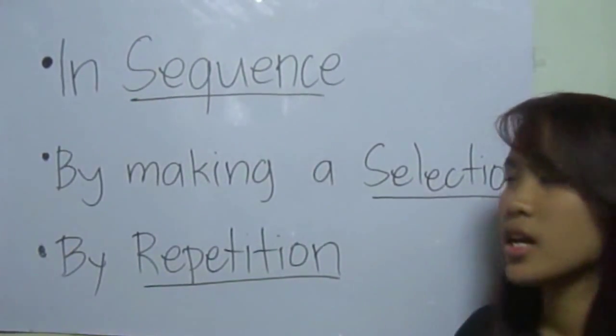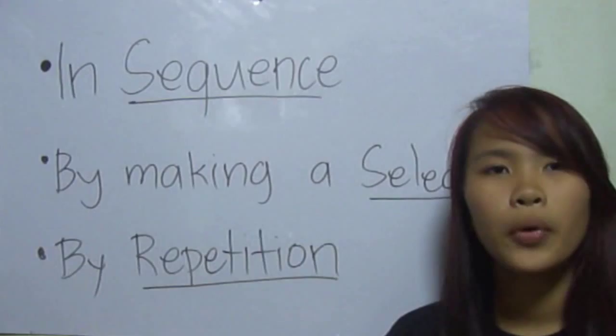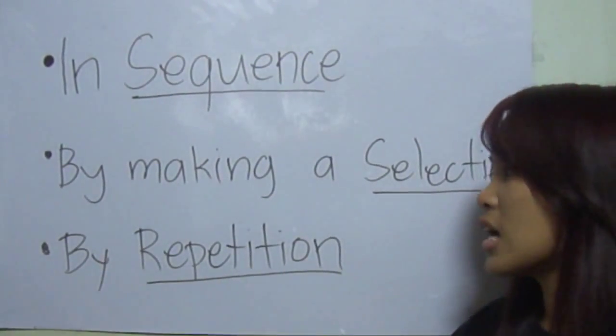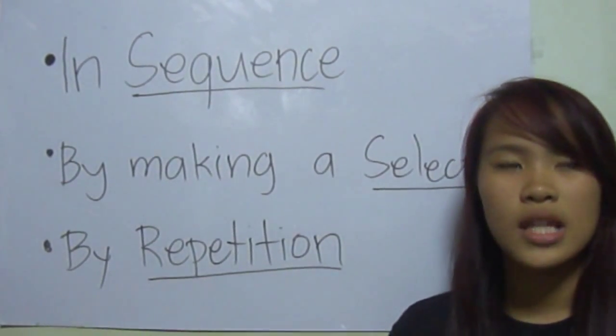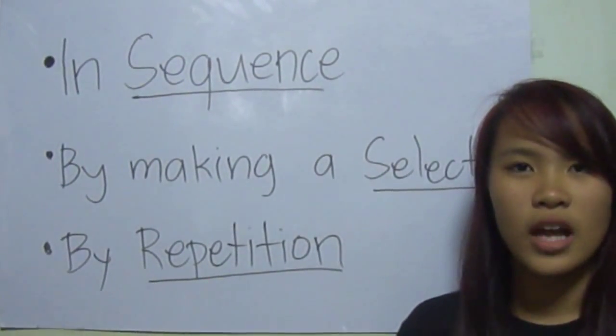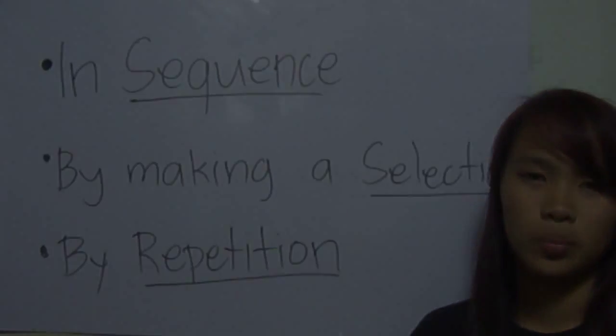The other way is by making a selection, wherein your program makes choices, and it's also called branch. The last one is by repetition, wherein your program executes statements a particular number of times, and these statements are being executed by a structure called loop.